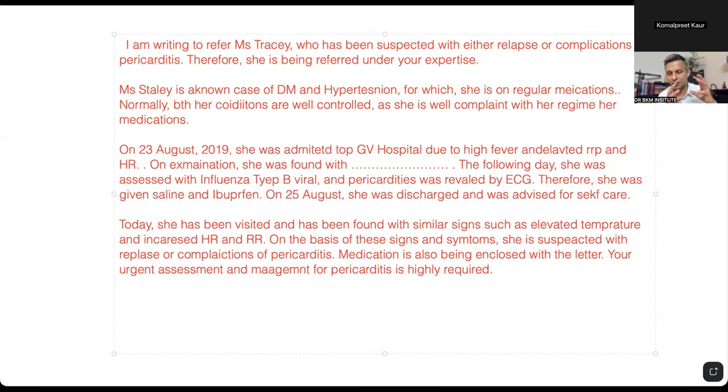The following day, that means on 23rd, she was admitted. The following day, she was assessed with this. This treatment was given. On 25th, she was discharged and advised for self care. Today, she has been visited and found with similar signs such as elevated this. On the basis of these signs and symptoms, so again, a variation. And then the medication chart is being enclosed with the letter. Your urgent assessment is highly required.